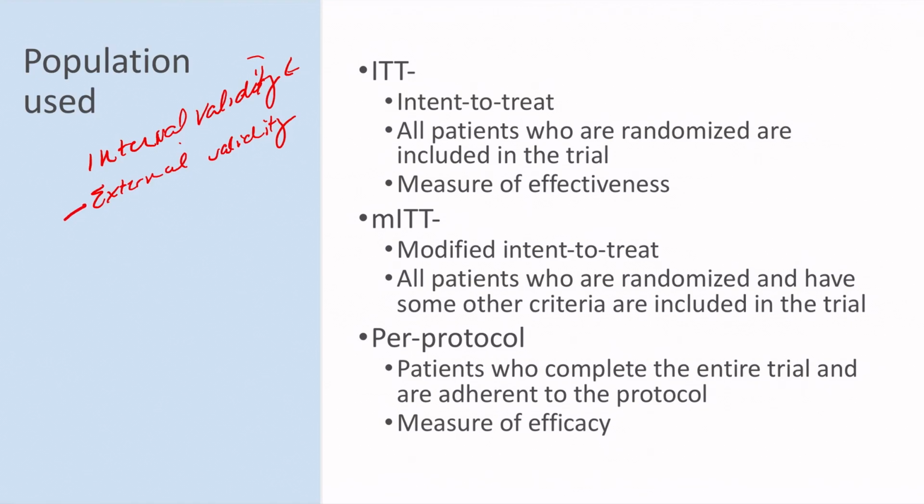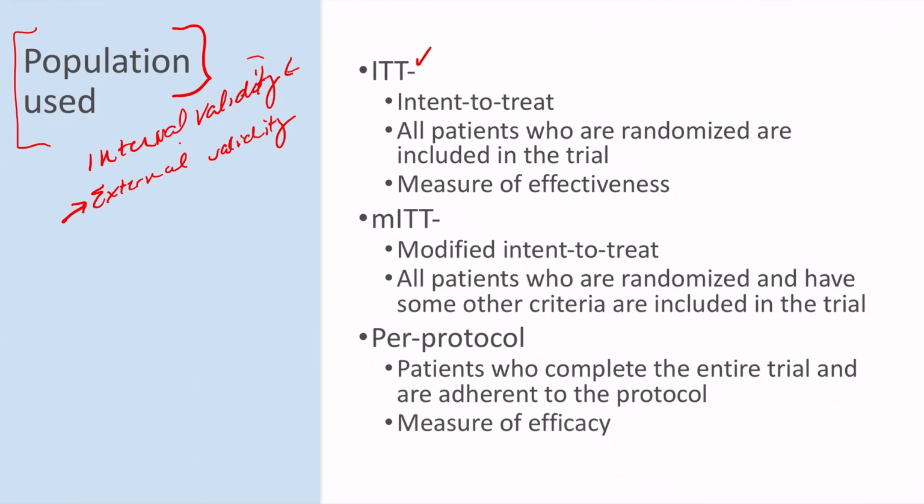But if your inclusion-exclusion criteria is too limiting, then that might affect your external validity, because if you only look at a very, very specific group of patients, you might not be able to see that extrapolated to other populations. Now, whenever we look at the populations, the first thing we like to look at is what kind of population we use.